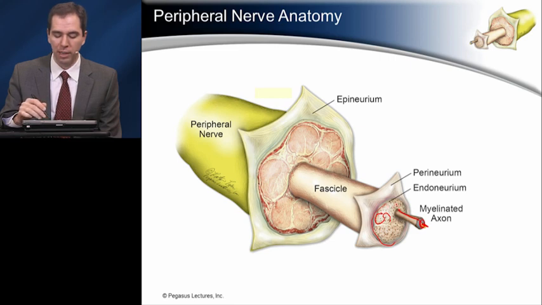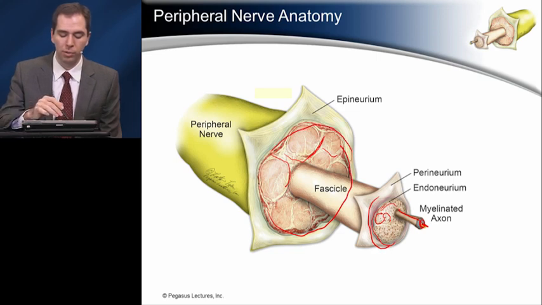So all of these axons combine and form a nerve fascicle. Between the fascicles is more endoneurium connective tissue, and then there's a perineurium that surrounds each fascicle. A group of fascicles together form the peripheral nerve, and the full peripheral nerve is surrounded by epineurium. So endoneurium surrounds axons, perineurium surrounds the fascicles, and then the epineurium surrounds the peripheral nerve.